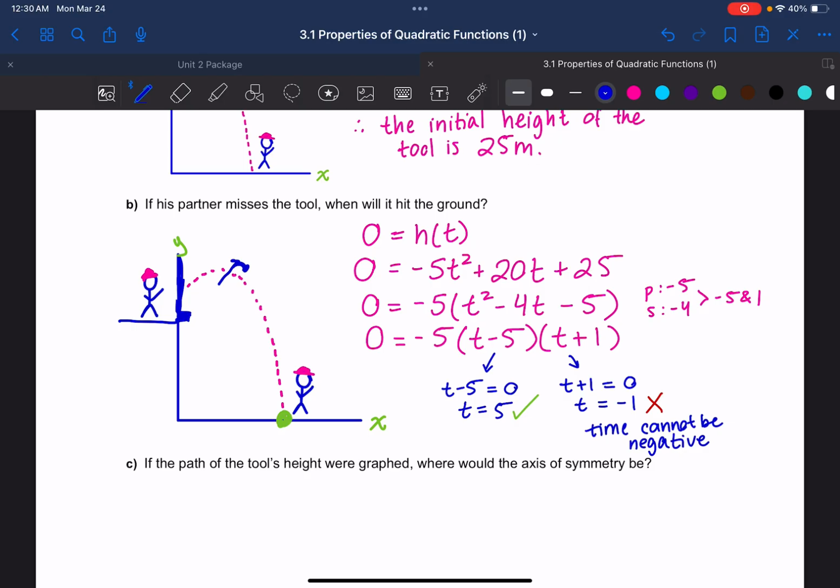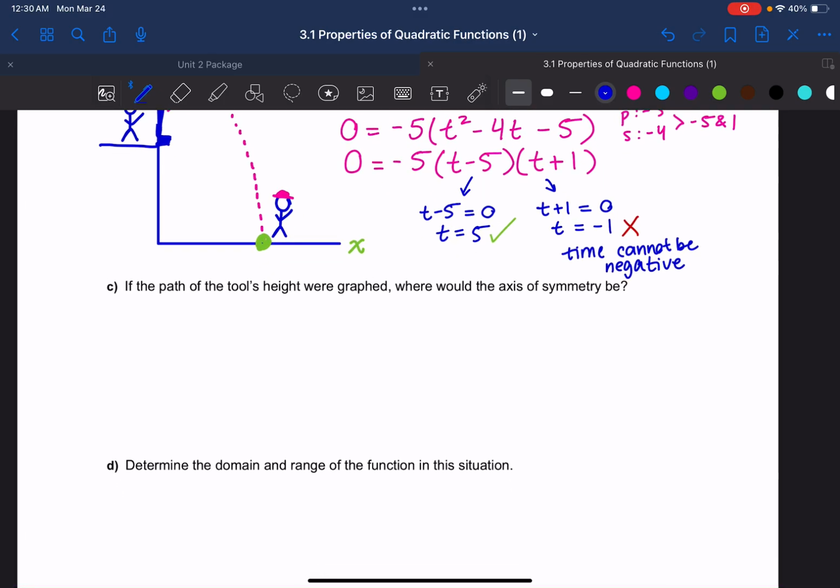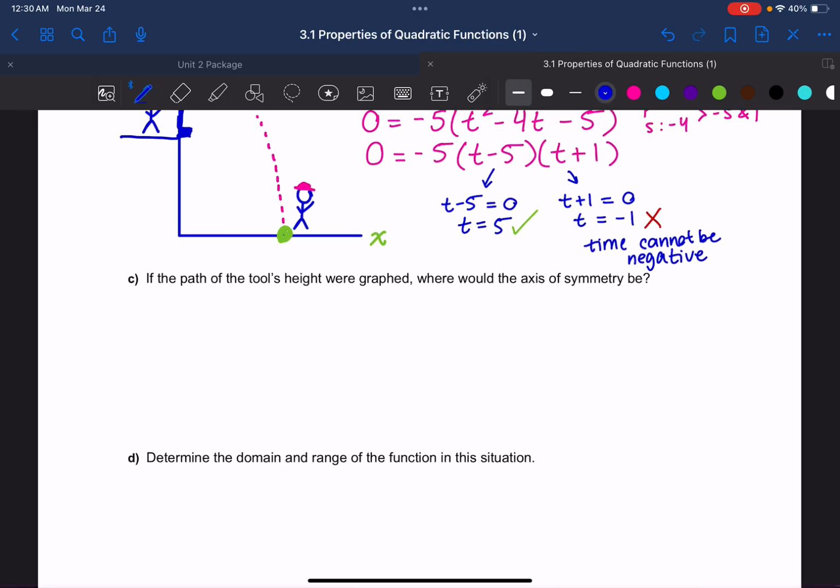So in a real world scenario, just like we did in Unit 1, you're going to have restrictions to your domain and range. You're going to have restrictions to what x and y are allowed to be because, for example, height and time don't really make sense being negative here, right? Working on to C, another thing, we're saying if the path of the tool's height were graphed, where would the axis of symmetry be?